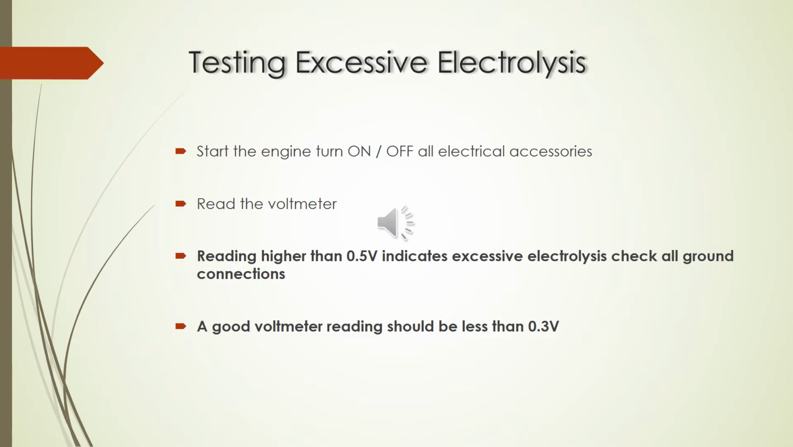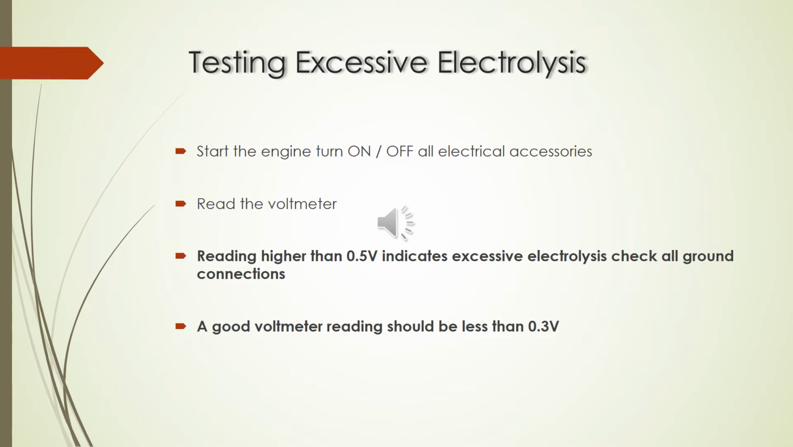Testing excessive electrolysis, we're going to do the same thing that we did on the previous slide. The first thing, we're going to turn on the digital multimeter to DC volts. Connect the black lead to the ground. In my case, I favor the engine block, and then connect the red probe, which is the positive terminal. You put it inside the coolant.